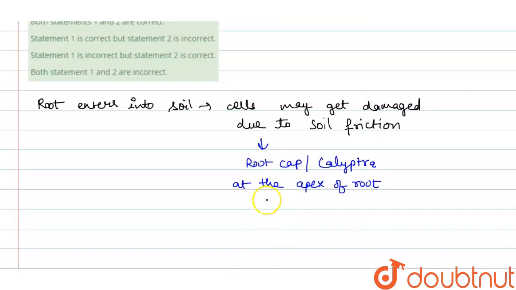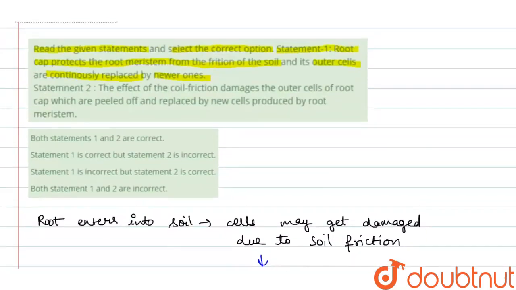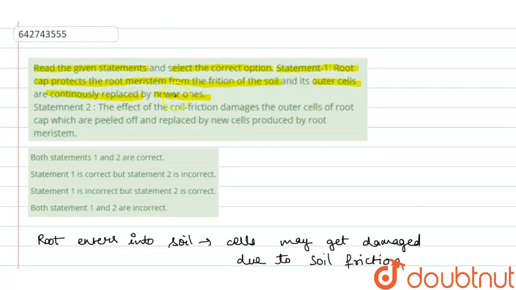And this root cap or calyptra, it provides protection. That when the outer cells, they are entering into the soil or penetrating into the soil, they get damaged, so it provides protection to it. Now when these outer cells get damaged, they are replaced by the newer ones. So what the first statement says that root cap protects the root meristem from friction of soil, this is correct, and the outer cells are replaced by newer ones, this is also correct. So statement 1 is correct.